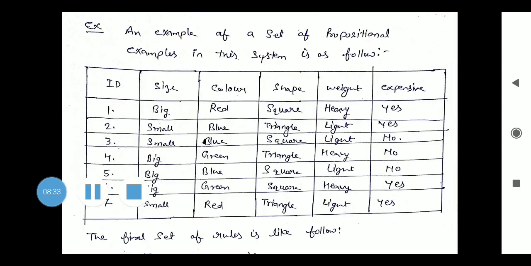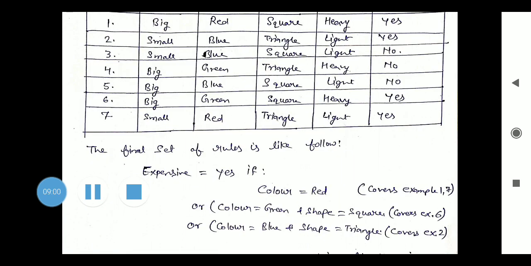So we are discussing it with an example. An example of a set of propositional examples in this system is as follows: id, size, color, shape, weight, and expensive. The expensive class is represented as positive or negative, by yes or no, and there are 7 instances. To represent the class yes, we have to create the rule set. If expensive is yes, then our condition is color equal to red. This rule covers examples 1 and 7.